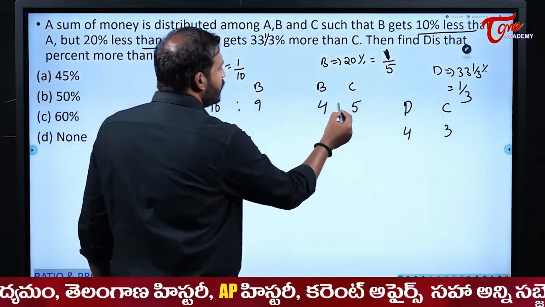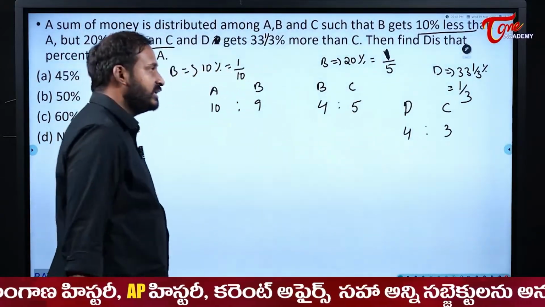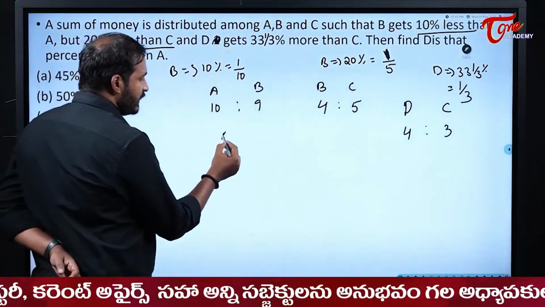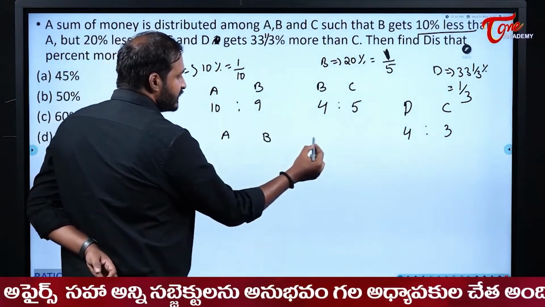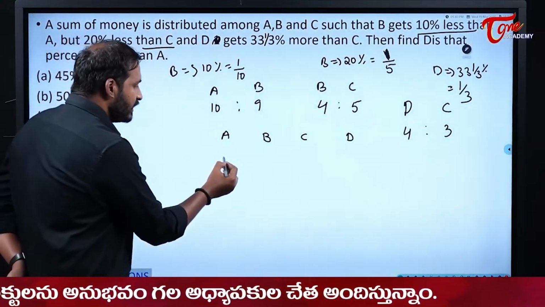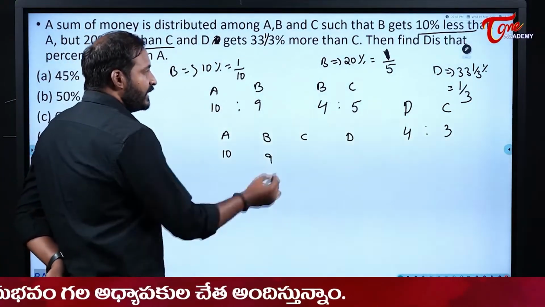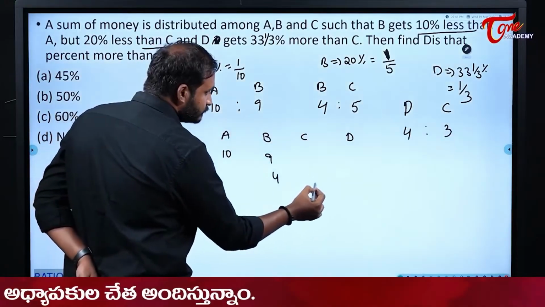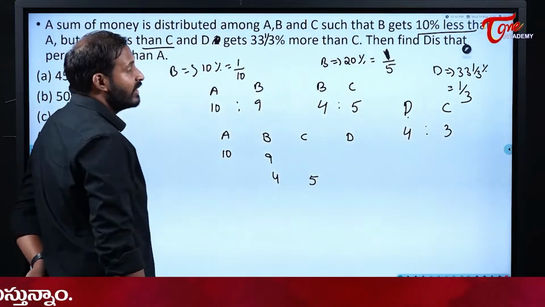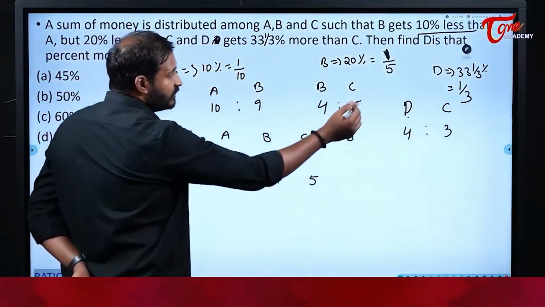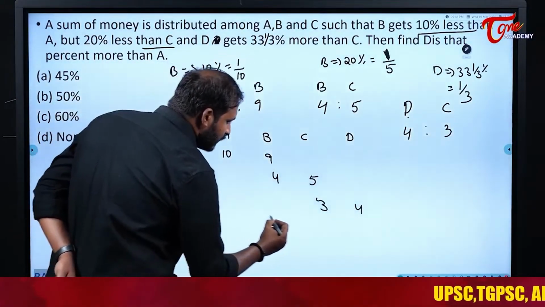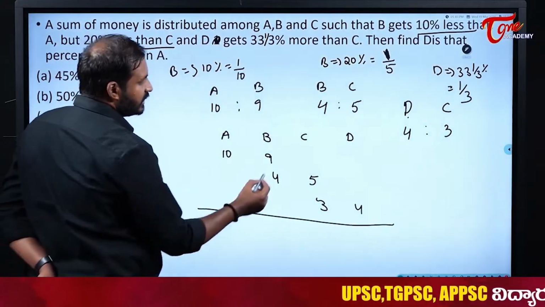A is to B I have, B is to C I have, D is to C. Now I will try to join the ratios. Please observe here carefully. A, B, C and D. A is to B is 10 and 9. B is to C is 4 and 5. Here I have written D is to C, but we want C is to D. C is to D is 3 is to 4.